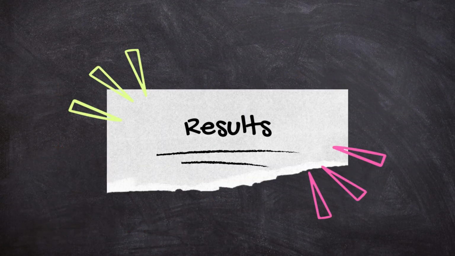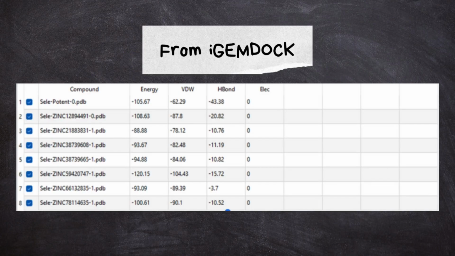Okay, so next, let us proceed with our results, with our findings. After completing docking by using iGEMDOCK, we found that ZINC 594-20747 shows the highest binding energy, and this shows that ZINC 594-20747 has the higher affinity towards the binding site.